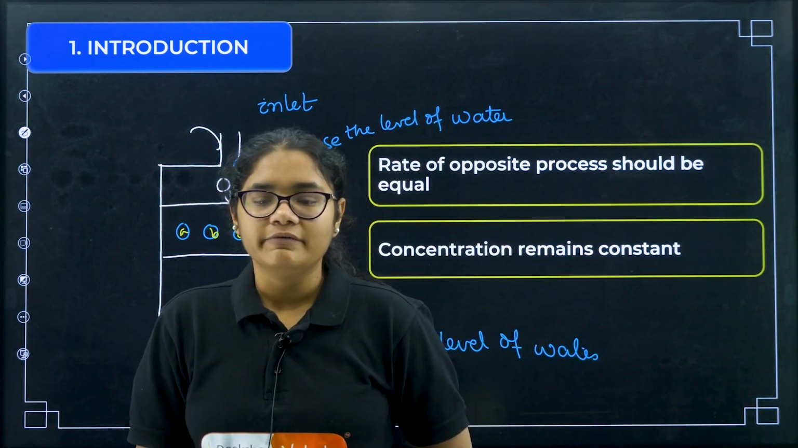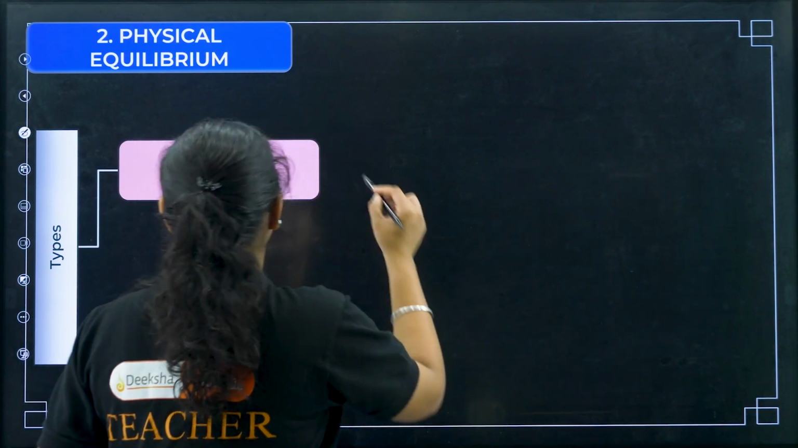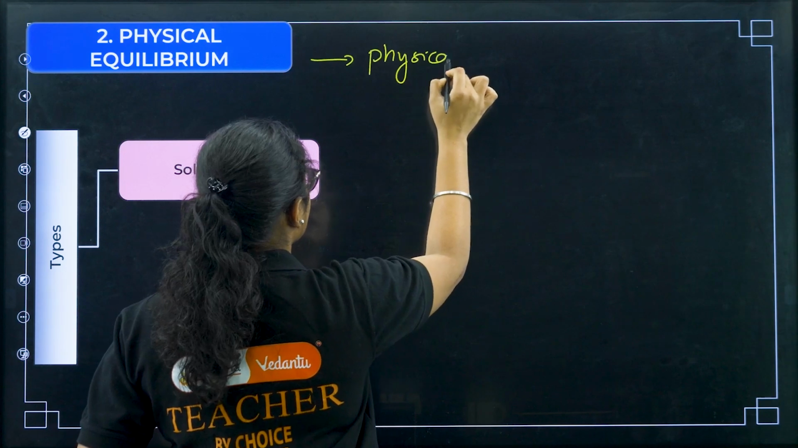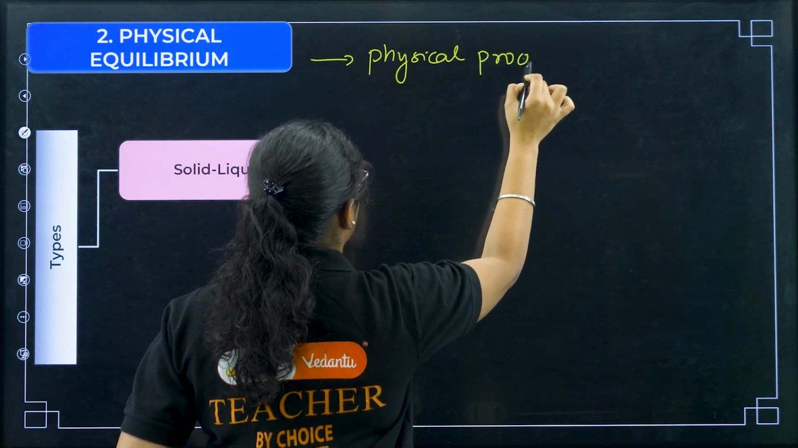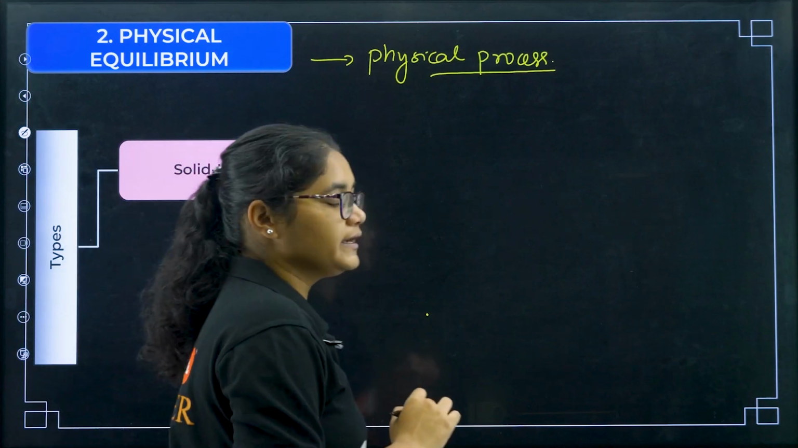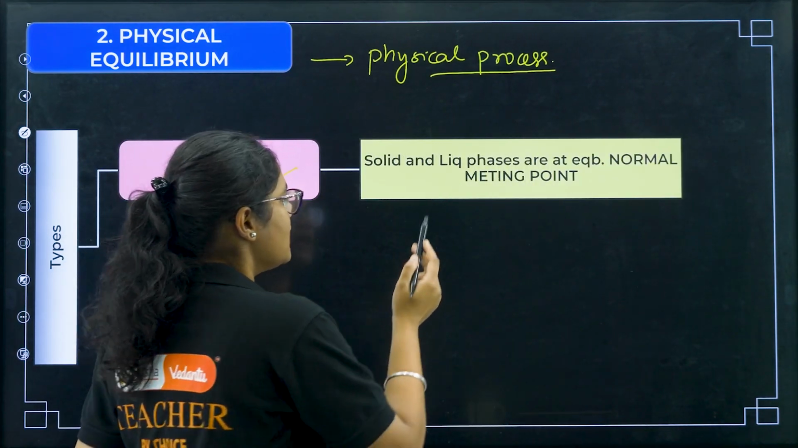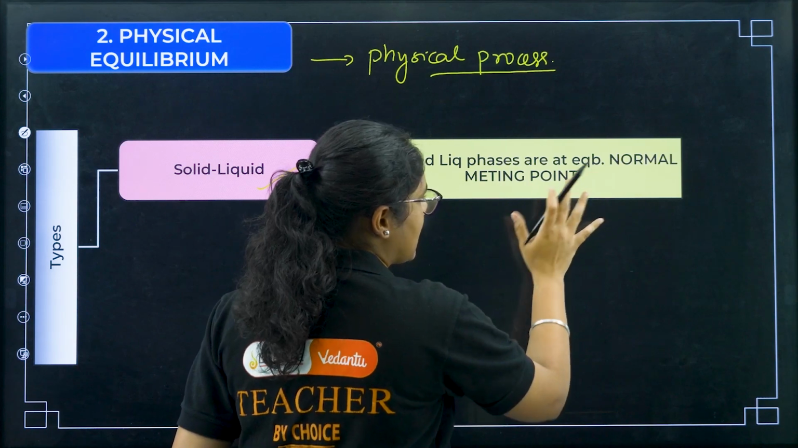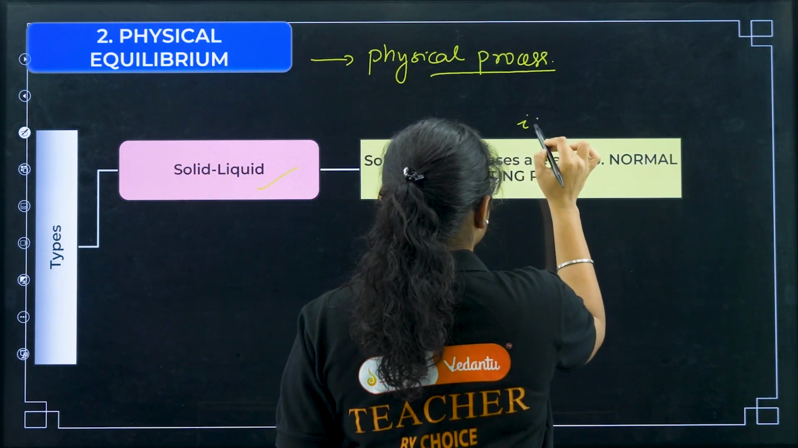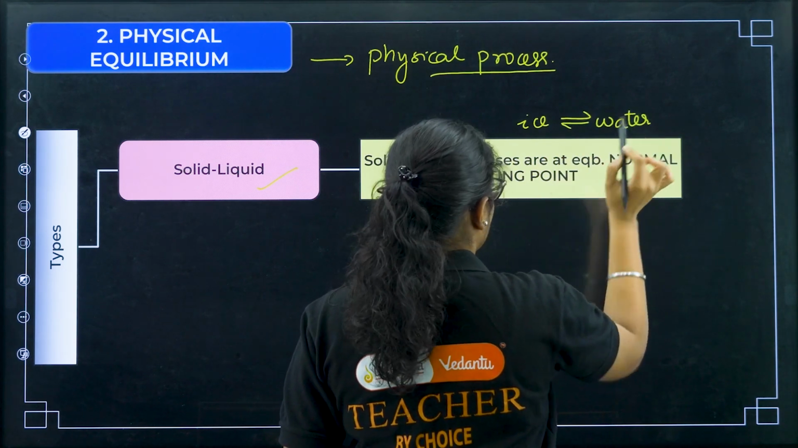Clear? Now we will talk about physical equilibrium. Physical equilibrium means equilibrium in physical processes. The first example is solid-liquid equilibrium. What is the meaning of solid-liquid equilibrium? The solid and the liquid phases are at equilibrium. The example here is ice and water. We give the equilibrium sign with a double arrow. Now, ice and water.